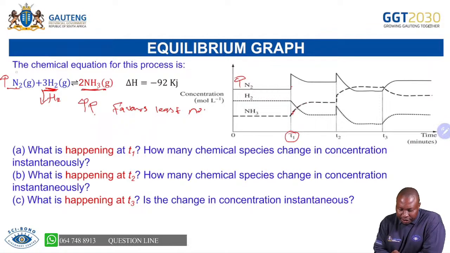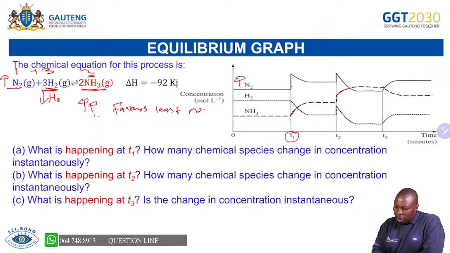Always ask, how many moles here? We have 1 N2 plus 3 H2, so we have 4 molecules of gas on the reactants. On the products, we have 2 molecules of gas. So we are able to say that as we increase pressure, it favors the lowest, which is the 2 now. How do you know that? The NH3 goes up after that.